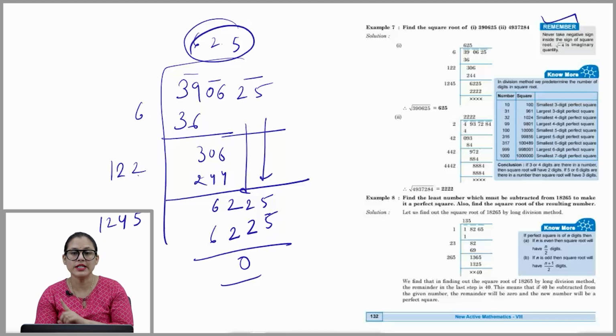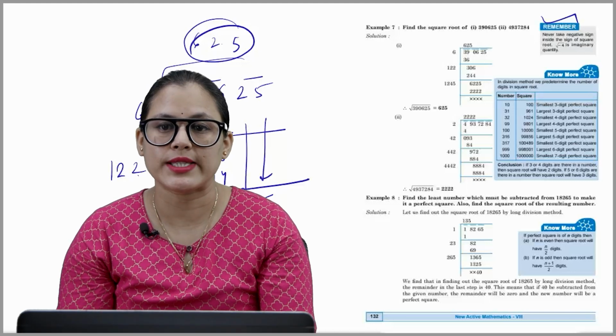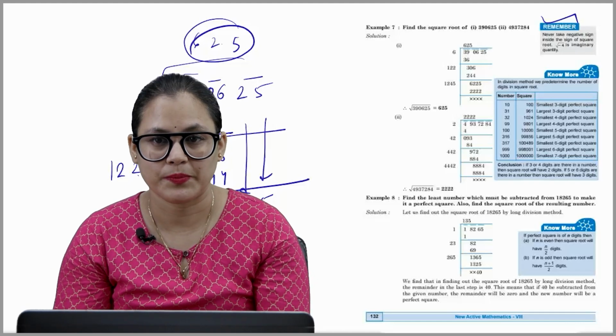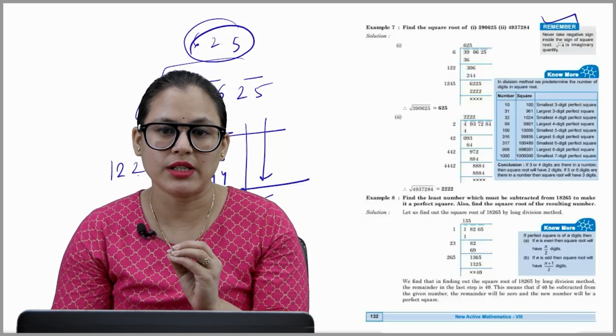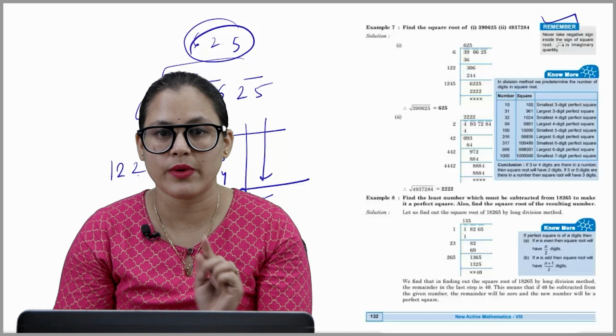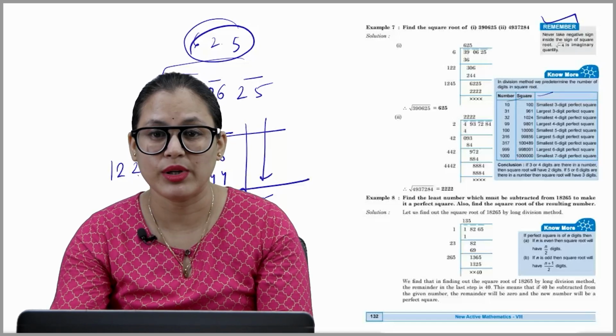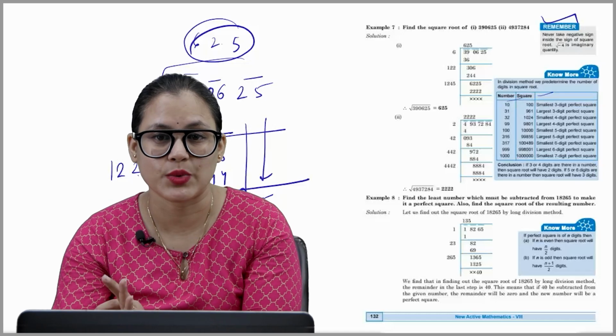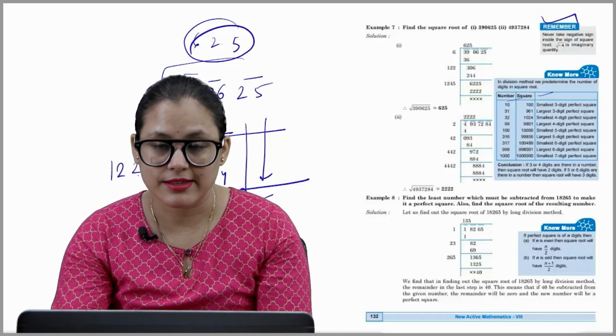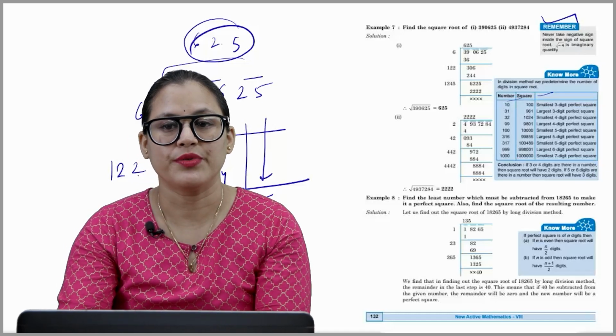Remember, never take a negative sign inside the square root. Square root of minus 4 is an imaginary quantity. Also, in the division method, we predetermine the number of digits in the square root. See, 10 squared is 100, the smallest 3-digit perfect square, and 31 squared is 961, the largest 3-digit perfect square.